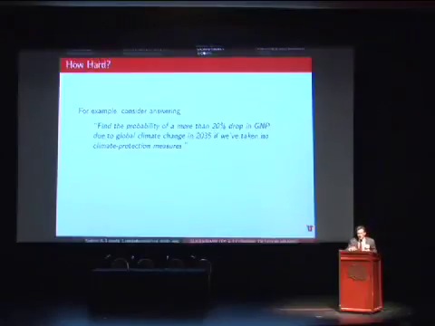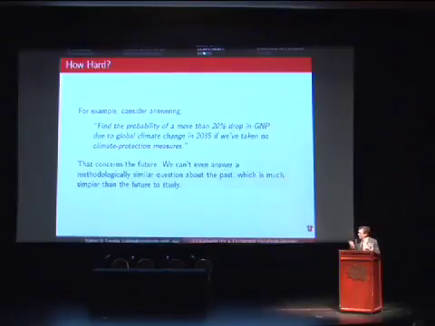To illustrate just how hard it is to think about these problems, think about how one would try to answer, quote, find the probability of a more than 20% drop in GNP due to global climate change in 2035 if we've taken no climate protection measures. That concerns the future. What I want to claim is that we can't even answer a methodologically similar question about the past. And obviously, it's a lot easier to think about the past than it is about the future.